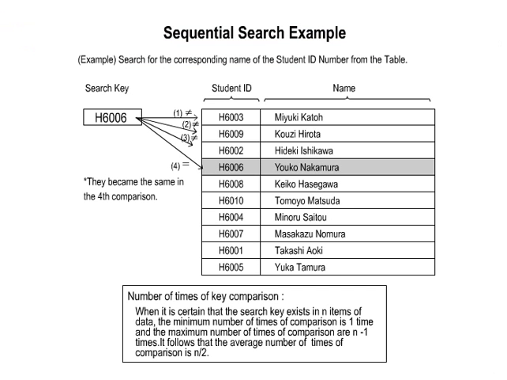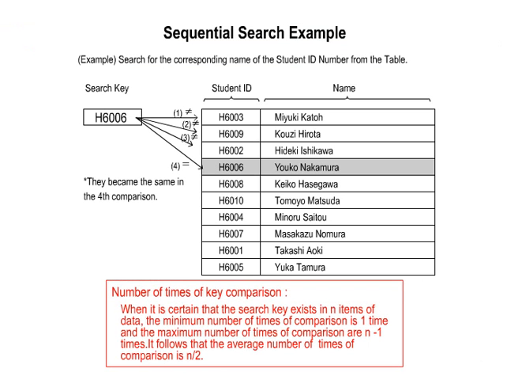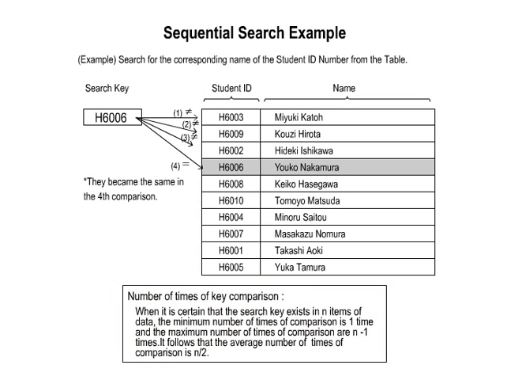A. Sequential search. The search key is searched for from the top of the data in order. It is also called a linear search. Number of times of key comparison: when it is certain that the search key exists in n elements of data, the minimum number of times of comparison is 1, and the maximum number of times of comparison is n-1. It follows that the average number of times of comparison is n/2.